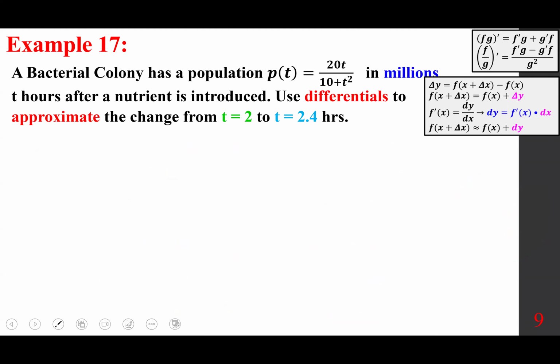A bacterial colony has a population of P of t equals 20t over 10 plus t squared in millions, t hours after a nutrient is introduced. Use differentials to approximate the change from 2 to 2.4 hours. So t is 2. This difference is dt or delta t. And approximate change, that means find dP.